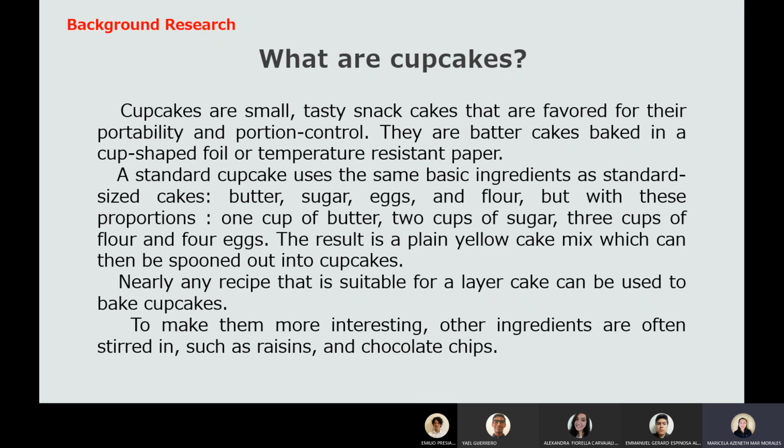But with these portions: 1 cup of butter, 2 cups of sugar, 3 cups of flour, and 4 eggs. The result is a plain yellow cake mix, which can then be spooned out into cupcakes. Nearly any recipe that is suitable for a layered cake can be used to bake cupcakes. To make them more interesting, other ingredients are often stirred in, such as raisins and chocolate chips.